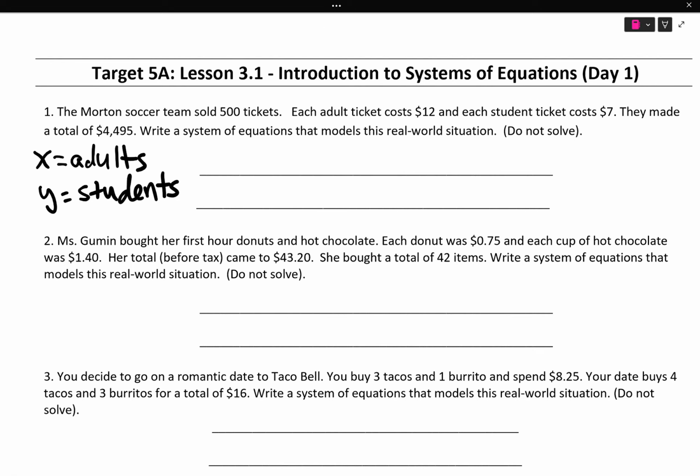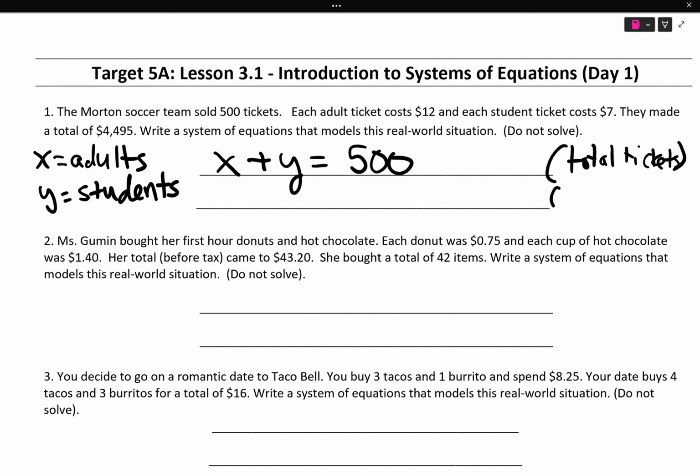Now the first sentence, the Morton soccer team sold 500 tickets, tells us about the total tickets. We sold an amount of adult tickets and some amount of student tickets in order to sell a total of 500. The other piece of information in this problem is about the money that we made. So the second equation is going to be total dollars. All right, so we have amount of tickets, and then we have the money made from tickets.